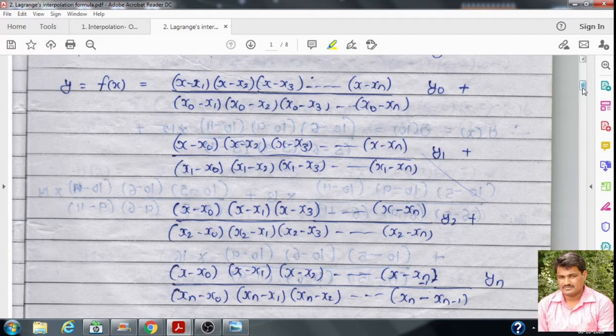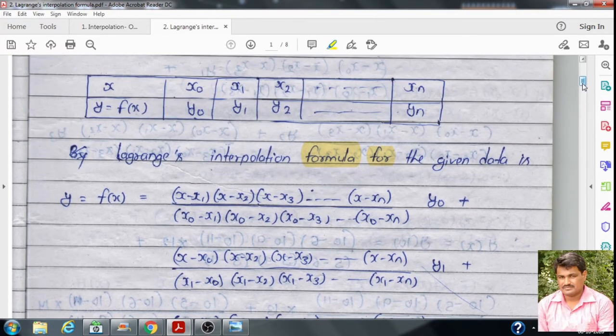Here, if you see the table, what are the values of x given? x0, x1, x2 and so on xn. Similarly y0, y1, y2 and so on yn are values of y. Here if we consider x is equal to x0, this is the first point. x is equal to x1, this is the second point. Then this function f of x should have the linear factors x minus x0, x minus x1, x minus x2 and so on x minus xn.